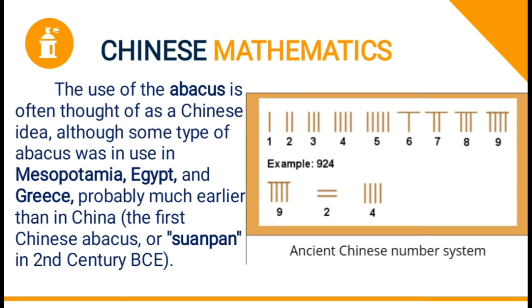The use of the abacus is often thought of as a Chinese idea, although some type of abacus was in use in Mesopotamia, Egypt, and Greece, probably much earlier than in China. The first Chinese abacus, or suanpan, appeared in the 2nd century BCE. So this is the ancient Chinese number system, that is, the bamboo rods.